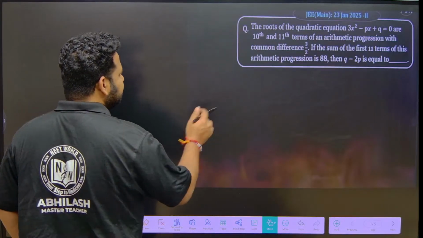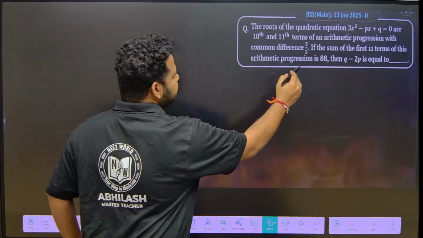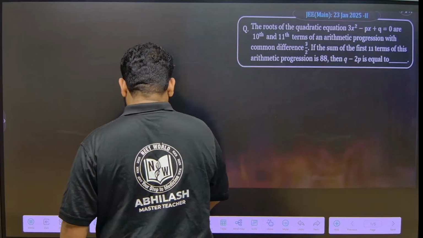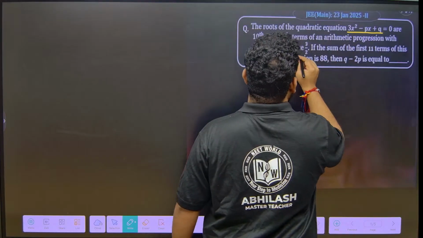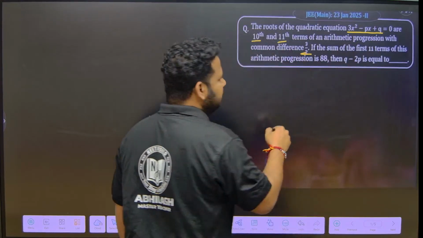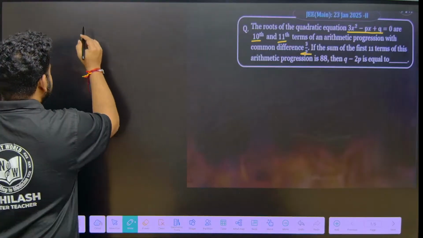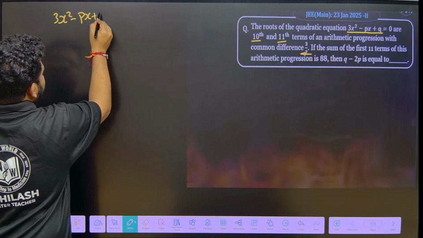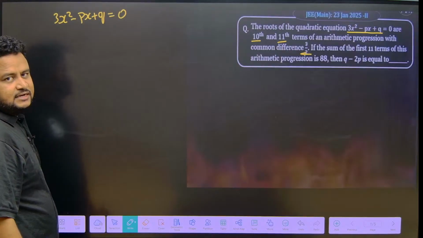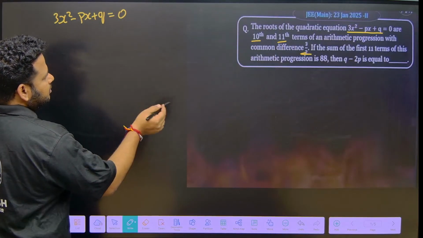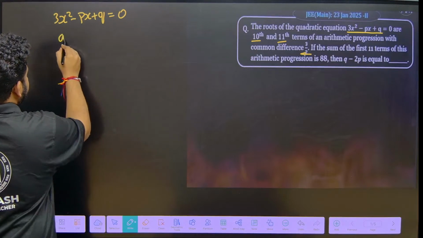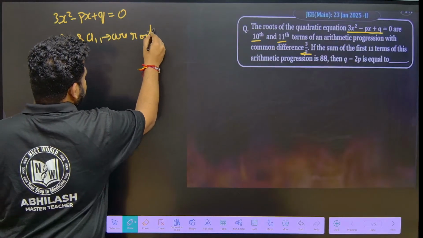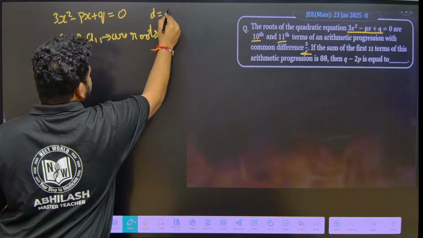What they are telling is, they were given a quadratic equation. This is 3x square minus px plus q. Okay, common difference is 3 by 2. The 10th and 11th terms of an AP are the roots. So that means what? First let us write the quadratic equation: 3x square minus px plus q is equal to 0. They are telling 10th and 11th terms of an AP are the roots of this equation. That is a10 and a11 are the roots of this equation. And also they are telling common difference d is equal to 3 by 2. This is what they have given.